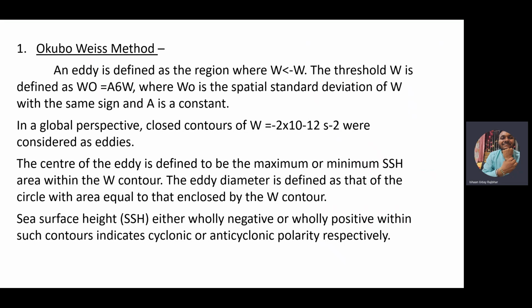The center of the eddy is defined to be the maximum or minimum sea surface height within the W contour. The eddy diameter is defined as that of the circle with area equal to that of the enclosed W contour. Sea surface height, either wholly negative or wholly positive, within such contours indicates cyclonic or anticyclonic polarity respectively.